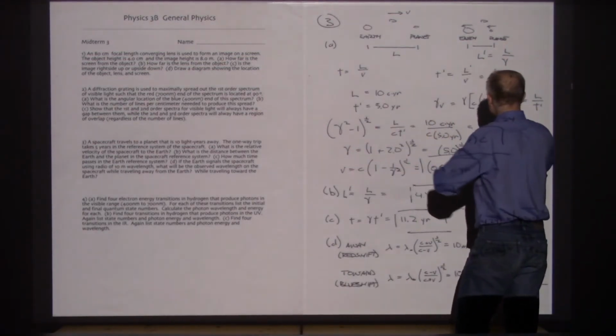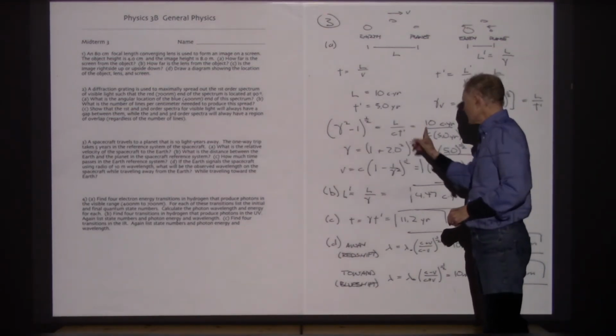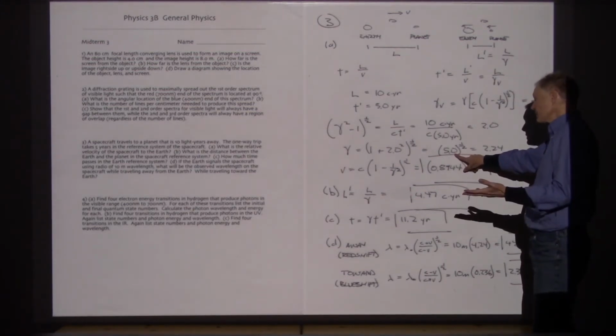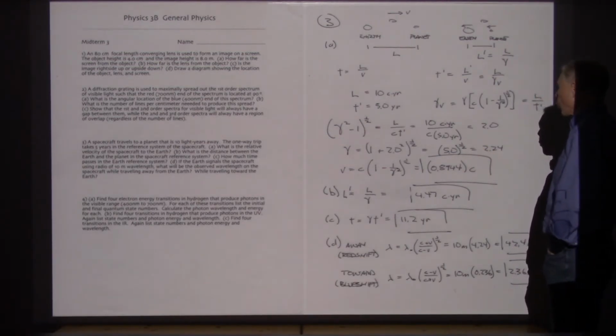I'm going to square both sides. That becomes a 4, 2 squared, plus 1. The 1 gets carried to the other side. There's still a square root here. That means that gamma in this example is given by the square root of 5.0. That's 2.24.